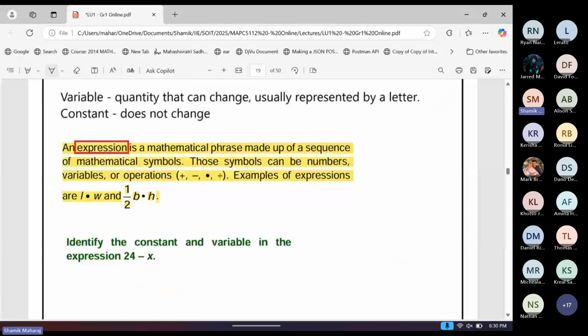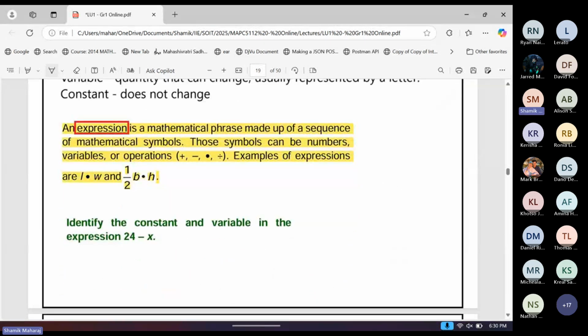So what are we looking at here? We want to define expressions. Let me just define it quickly with an example, that's the easiest thing to do. So let's suppose I had 5 plus 2. This is an expression, right?